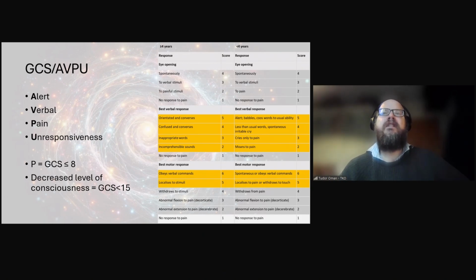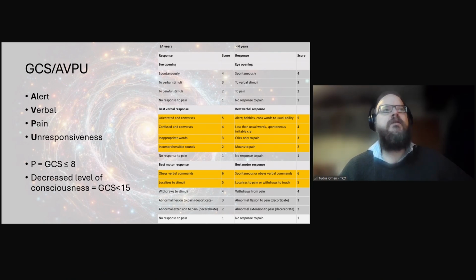This gives us a way of monitoring a child while we're managing them as well. So repeated Glasgow Coma Scales monitor the level of consciousness as we manage and treat the patient, or if they continue to deteriorate, gives us warning. It doesn't give us any diagnostic clues, but it can give some prognostic factors in certain conditions.